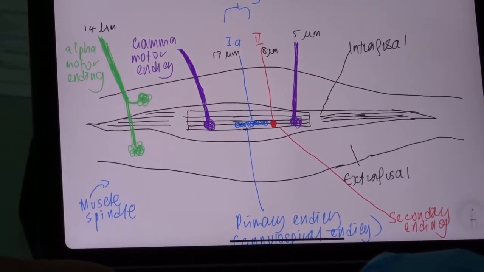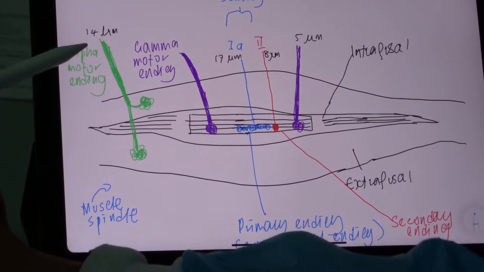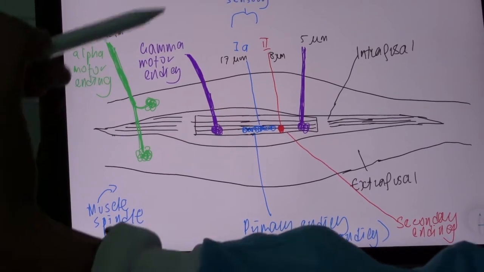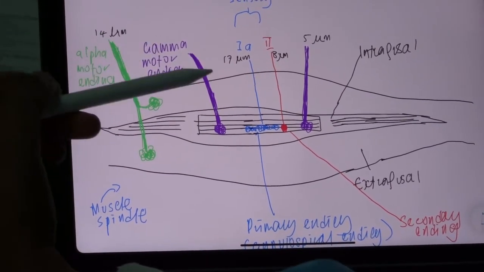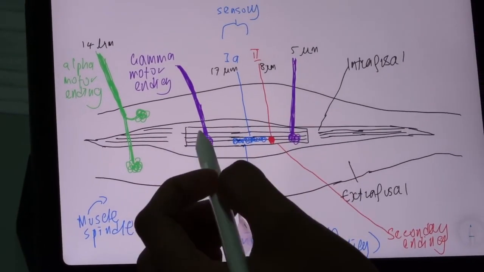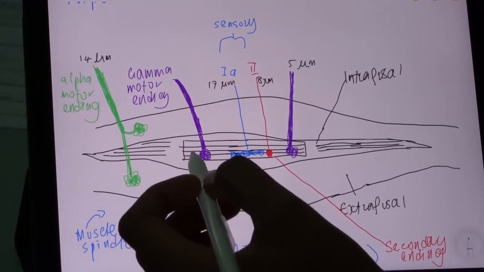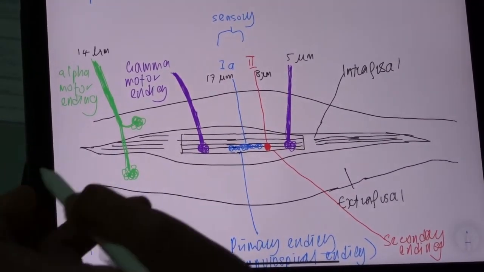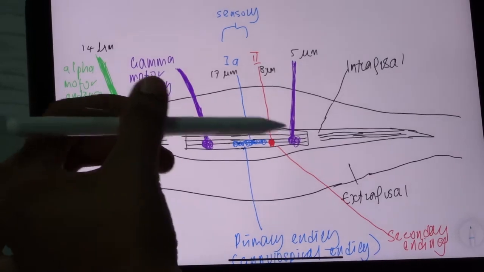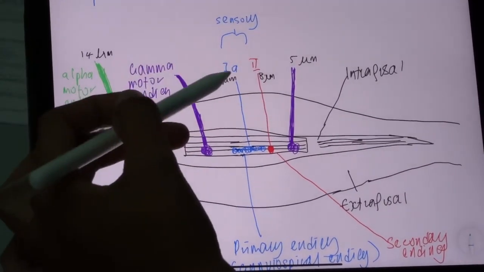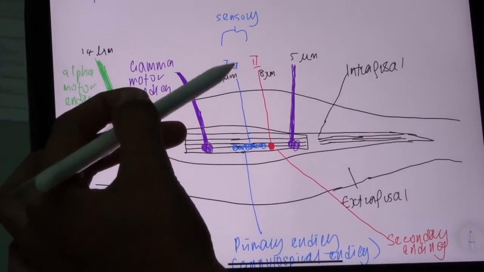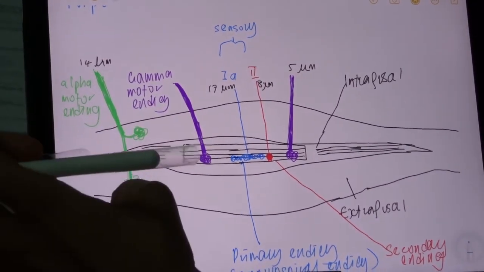Then there is the alpha motor ending, which covers the extrafusal. The gamma motor ending usually covers the intrafusal. This is the sensory receptor, the central receptor. They have type 1A, and this is type 2, the red color one. This is the diameter written here. We call it 17 micrometers, and this one is about 8 micrometers.